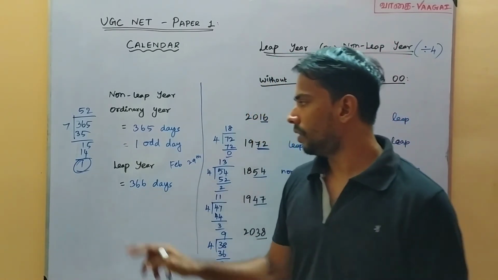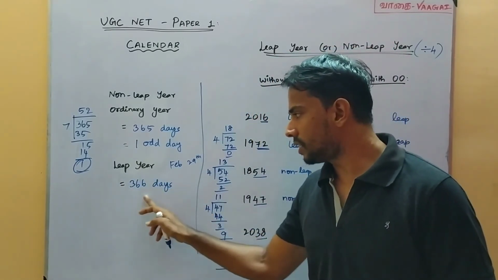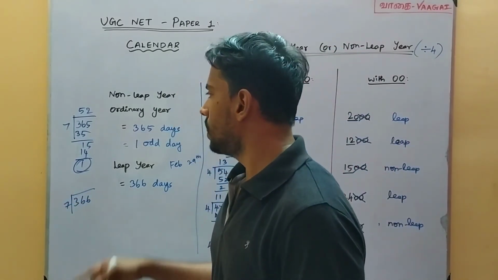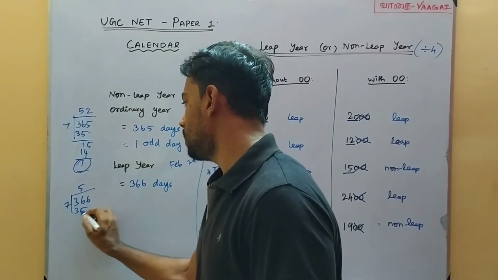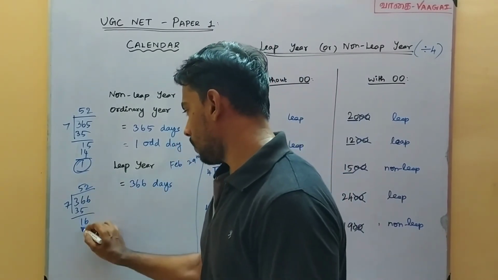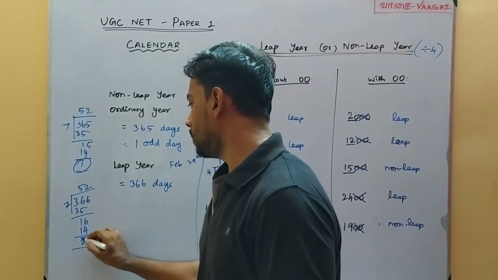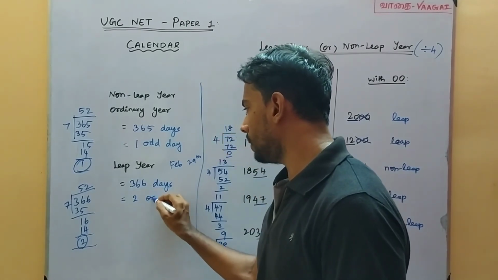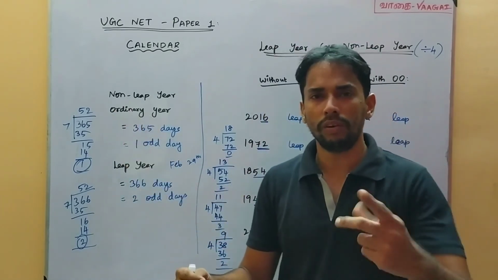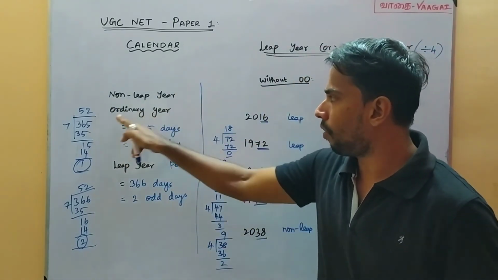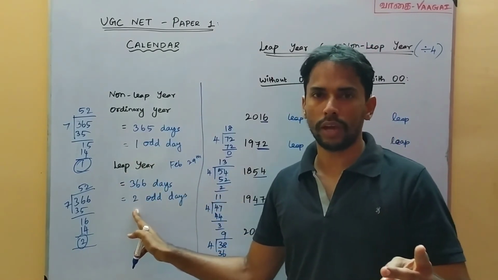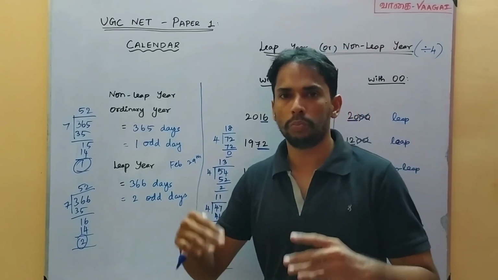And what about a leap year? A leap year has 366 days, so we do 366 divided by 7. Same kind of division: 7 5s are 35, now we have 16, and 7 2s are 14. Now I have 2 as the remainder, so for a leap year we will have 2 odd days. Kindly and strongly remember these two things; they are going to be very important when we try the problems. For a non-leap year we have only 1 odd day, and for a leap year we have 2 odd days.